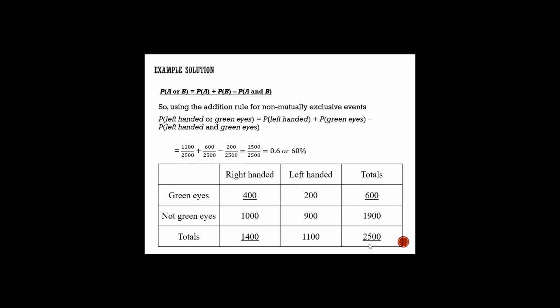I put all of these numbers over the total, which is 2,500. I do all my math. I say 1,100 plus 600 minus 200 and put that 1,500 over 2,500, and then I do the division and come up with the answer, which is 0.6 or 60%.